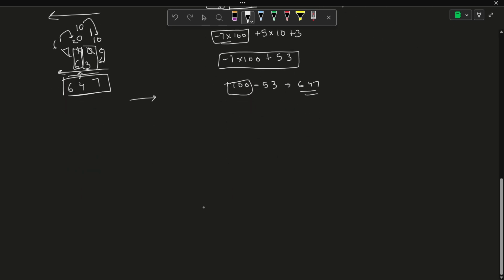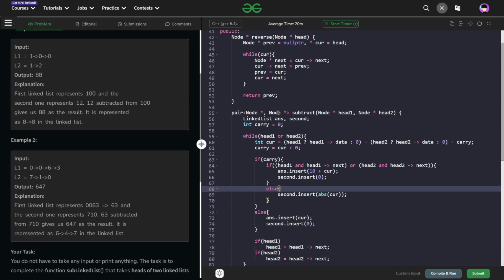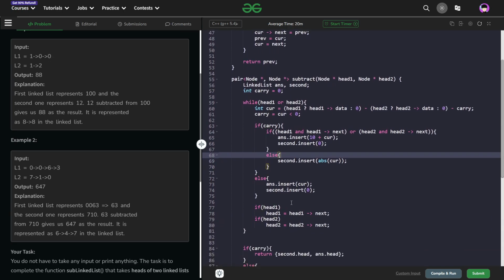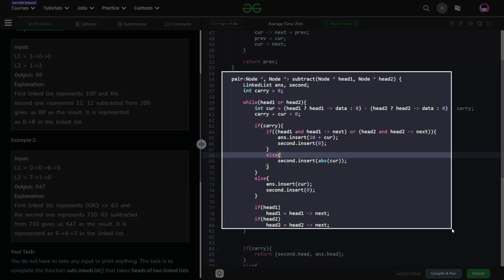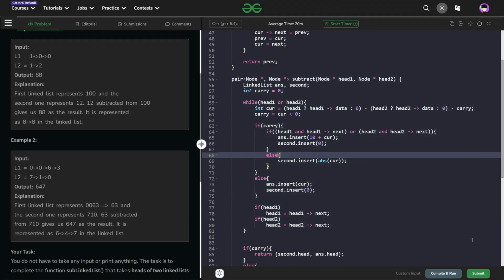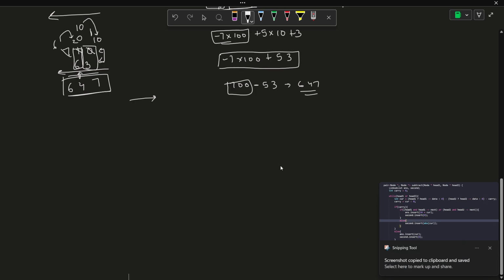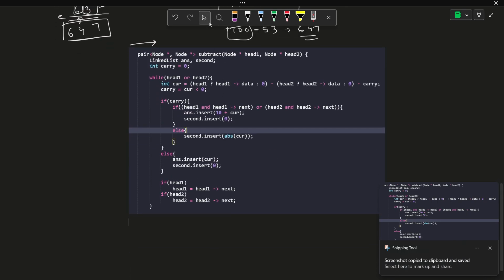So let me copy the code for this subtraction and then make you understand what we are trying to do. So I'm just going to take this. So we have the code here.